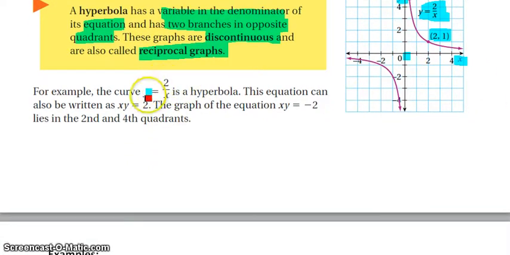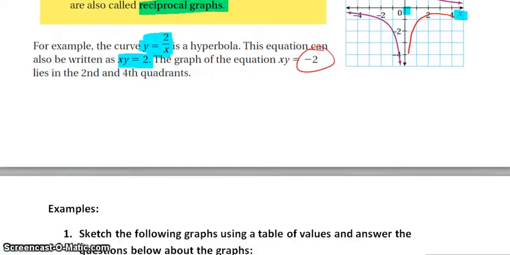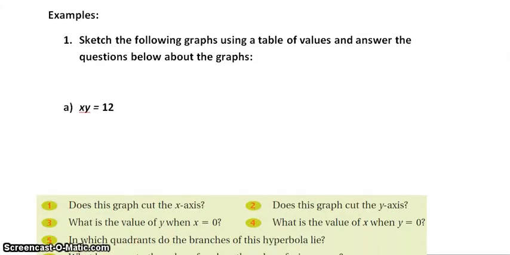The graph on the right has the equation y equals 2 on x. Now that can be written as xy is 2, and obviously the graph that is in these two quadrants here, okay, I've drawn a poor job of it, but you get the idea, would be y equals -2 over x. So I want you to have a go at some examples.